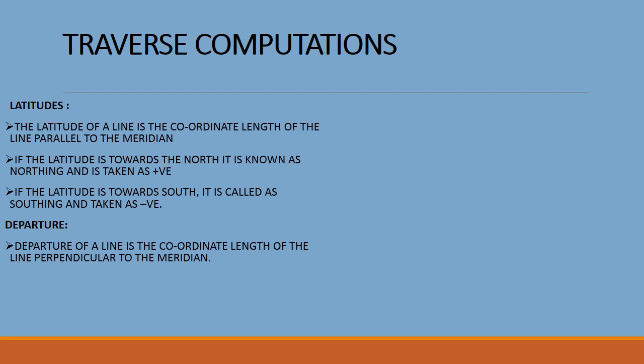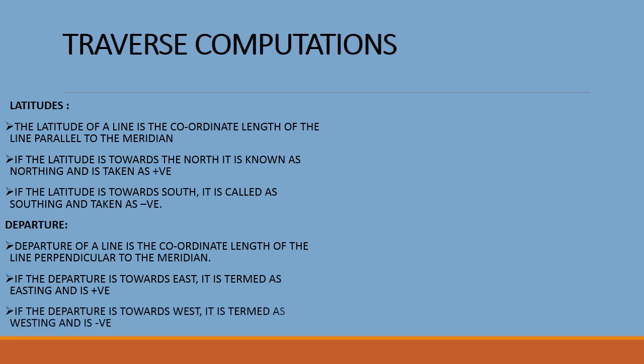If we are measuring it in the east or the west direction, then that particular coordinate of the line will be our departure. If it is measured in the east direction, it is termed as easting and it is taken as positive, and if the departure is towards west, it is termed as westing and negative. Now let us try to understand what latitude and departure actually mean.